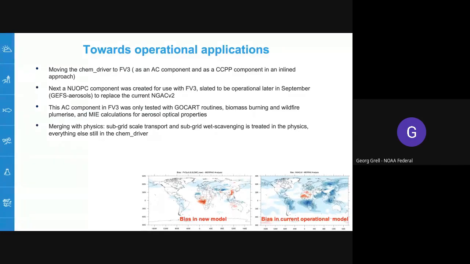And you've heard already about the new aerosol model, GEFS aerosols. The pictures here show the comparison between the new model and the current operational model in bias. This is a 5-month average.